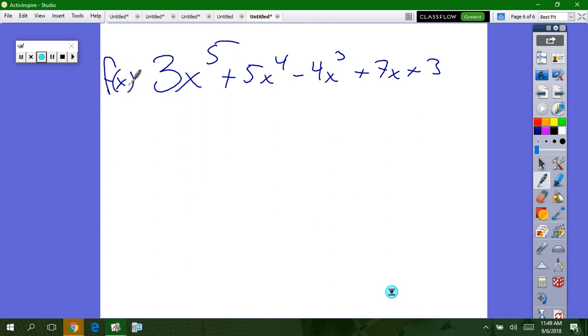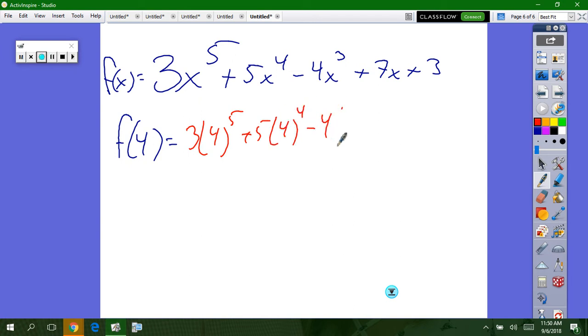We'll call him f of x really quick. We divided by 4, didn't we? Our sentence was 4. Ladies and gentlemen, I'd like you to tell me what f of 4 is. How do we do that from what we already know from the past? We'd go 3 times 4 to the 5th plus 5 times 4 to the 4th minus 4 times 4 cubed plus 7 times 4 plus 3, right? Would we not do that?